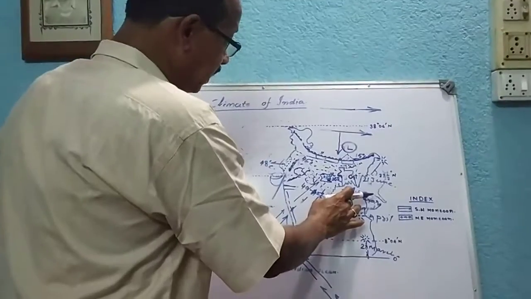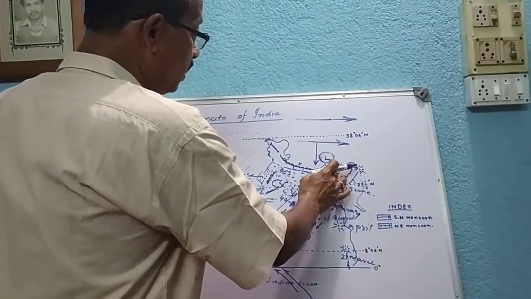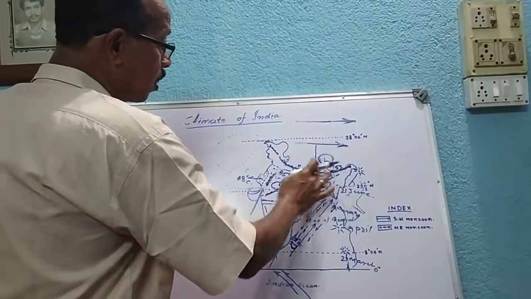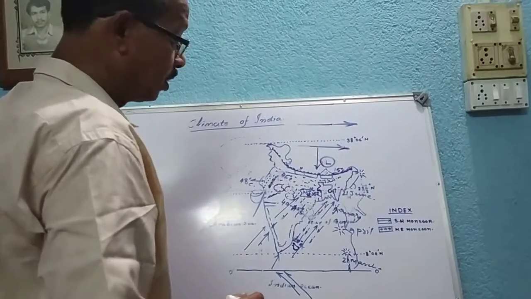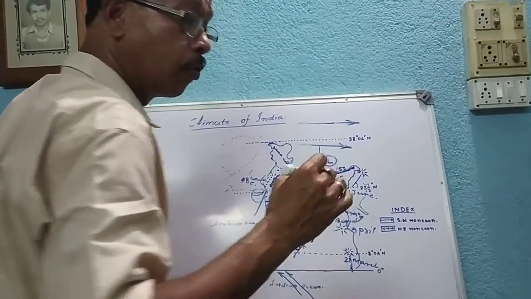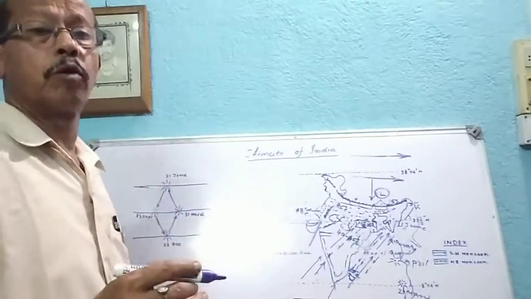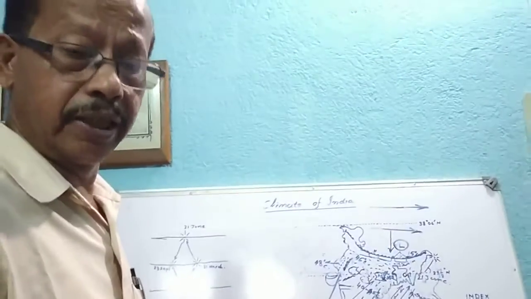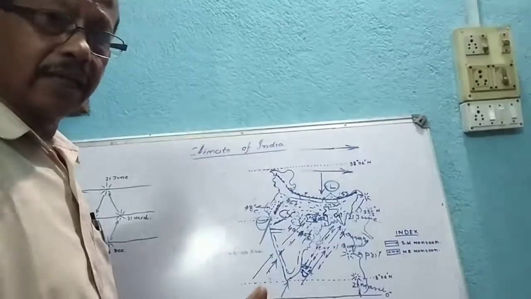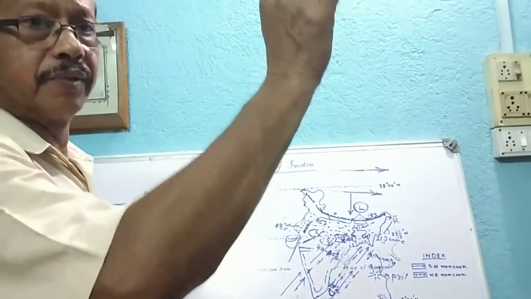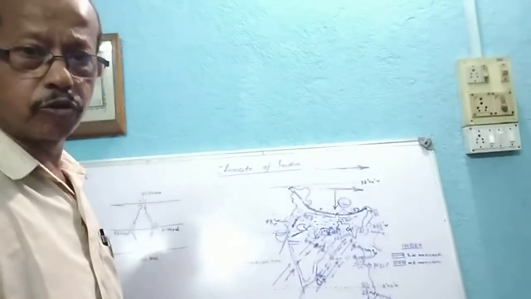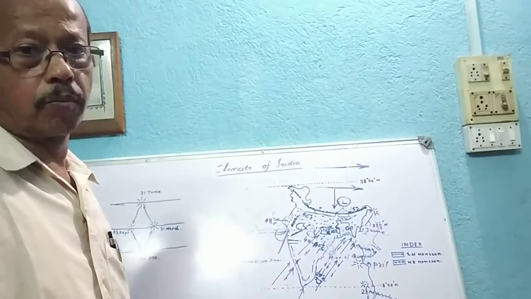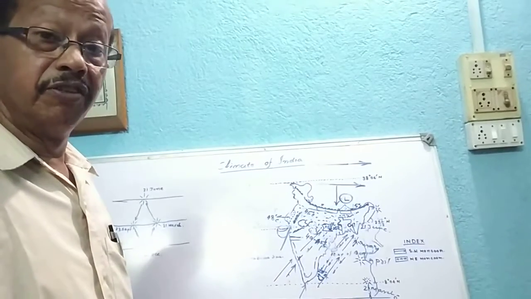So the moisture laden air mass gets prevented along the southern part of the Himalayan mountain range, and it is forced to ascend along the southern slope of the Himalayan mountain range. Whenever this moisture laden air mass rises up, the moisture present in the atmosphere turns into water droplets and causes heavy rainfall.